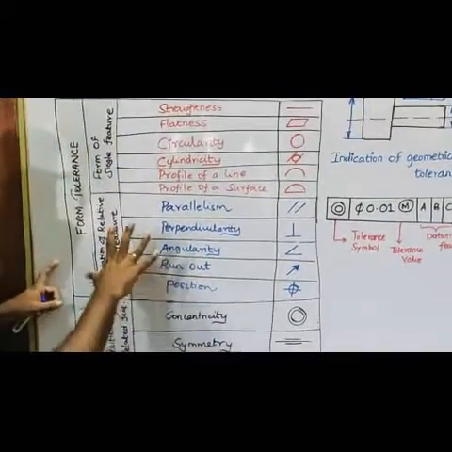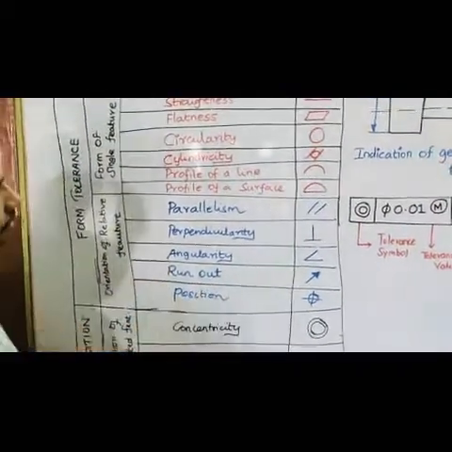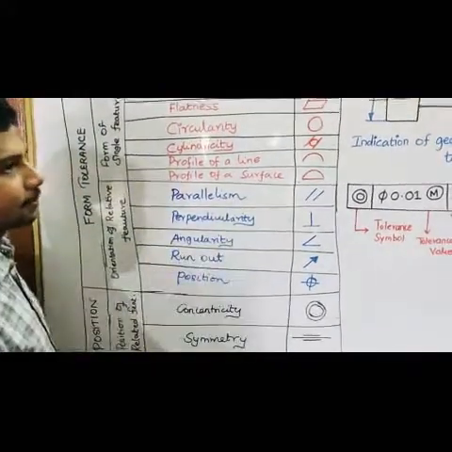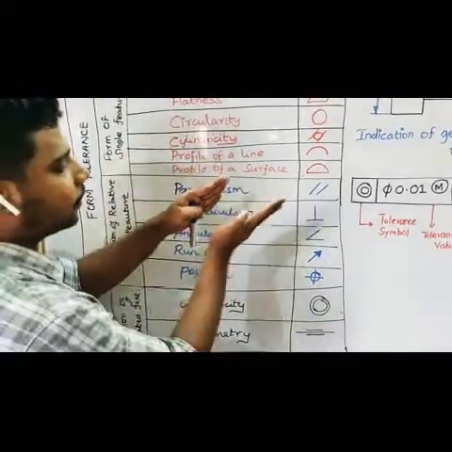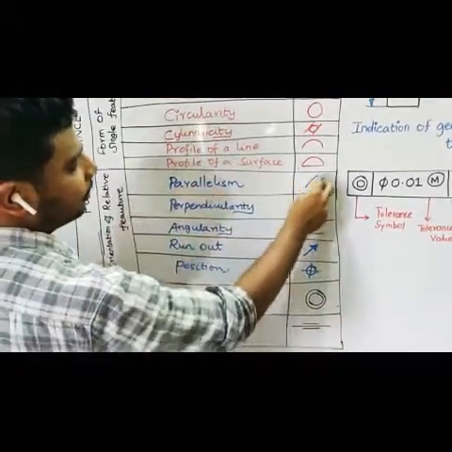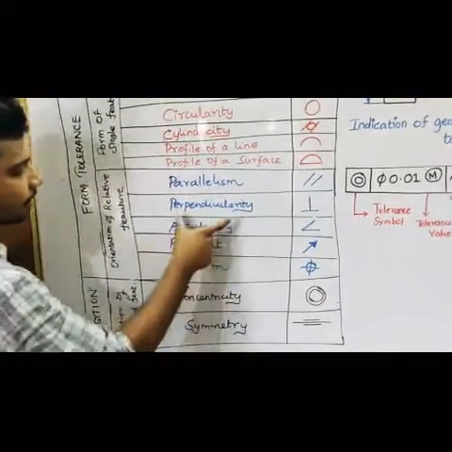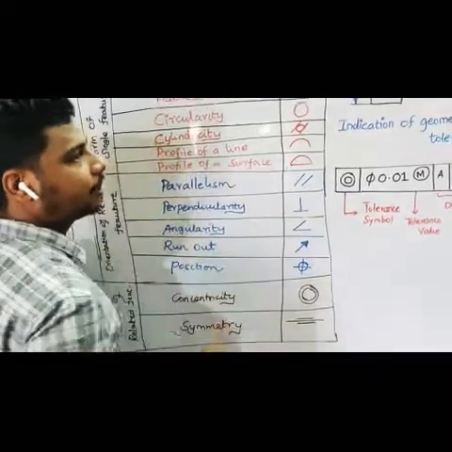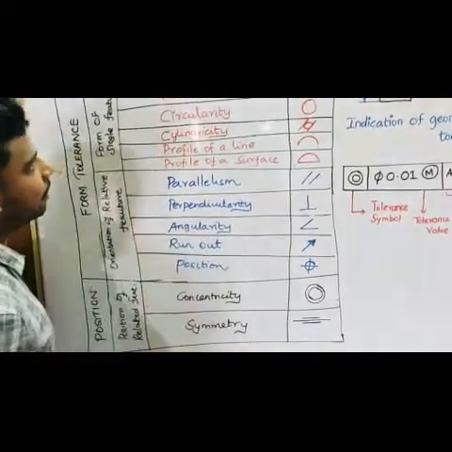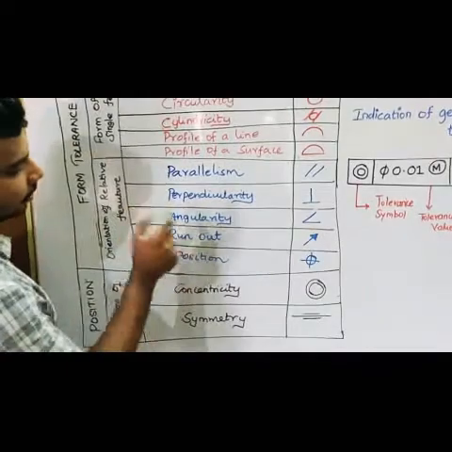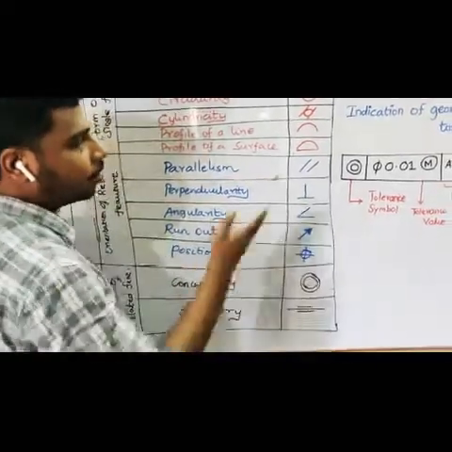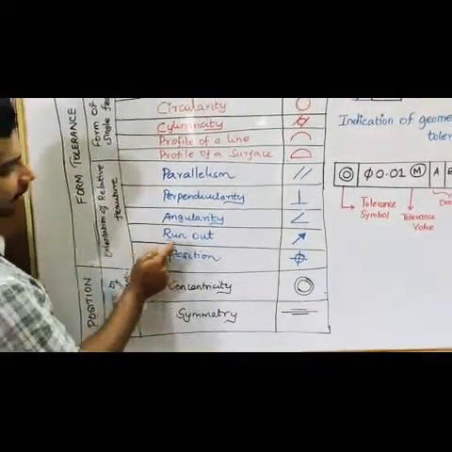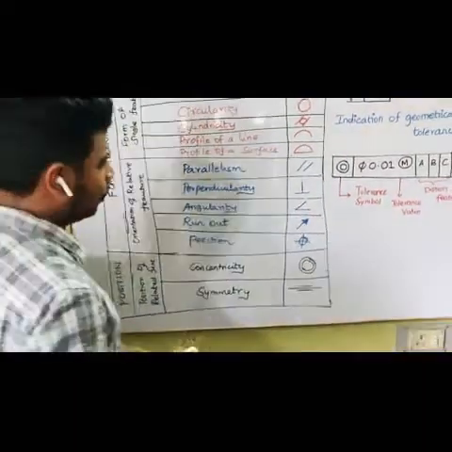The next one is orientation, where you talk with reference to something. Here we are talking about parallelism: how parallel your object is to a particular reference. For that we use the parallelism symbol. The second one is perpendicularity, to check whether your object is perpendicular or not. Then we have angularity, to check how correct the angle is. And we have runout. This is a new one.